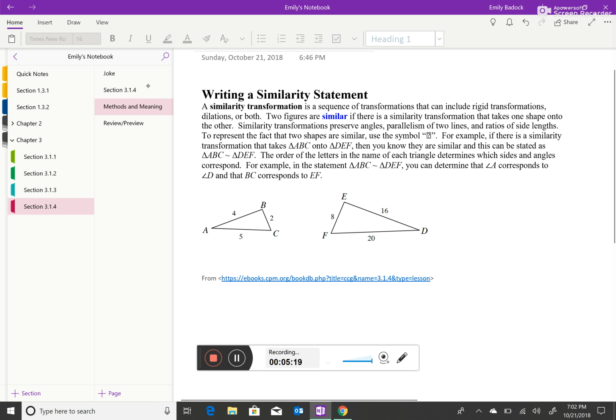To represent the fact that two shapes are similar, use the symbol. It's not written there, I don't know why, but your symbol is that. So that represents that two things are similar triangles. For example, if there's a similarity transformation that takes place between ABC and DEF, then you know that they are similar. And this can be stated as triangle ABC is similar to triangle DEF. So this is similar.